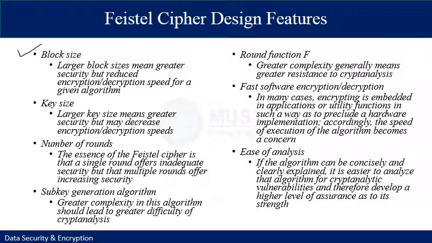The number one is block size. It states that the larger the block size, the greater the security but the reduced encryption decryption speed for a given algorithm. The greater security is achieved by greater diffusion. For example, if you have a large block, you can easily minimize the statistical relevance to block. Typically, a block size of 64-bit has been considered a reasonable trade-off, and it was nearly universal in the cipher block design. However, advanced encryption standards now use a 128-bit block size.